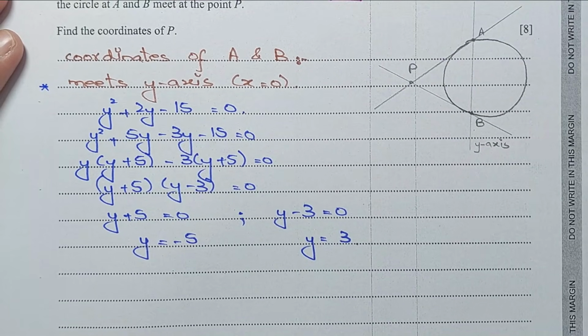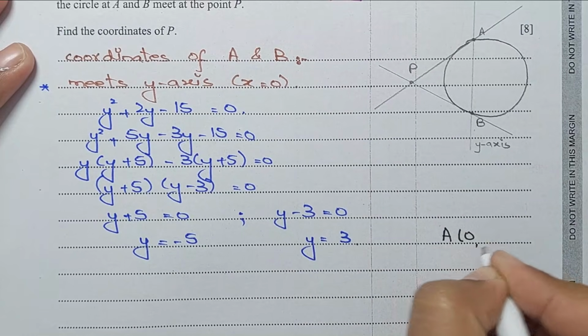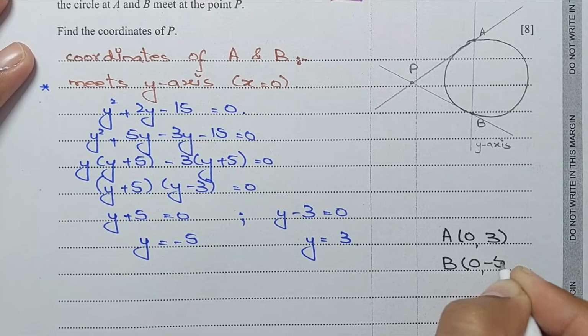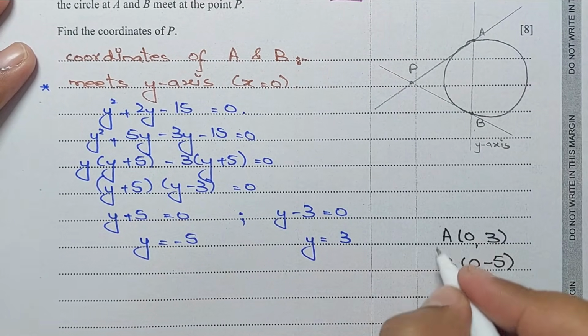Okay, so now we have the coordinates of A and B. A coordinates are: x value is 0 and y value is 3. The B coordinates are: x value is 0 and y value is negative 5. We got the coordinates for A and B.